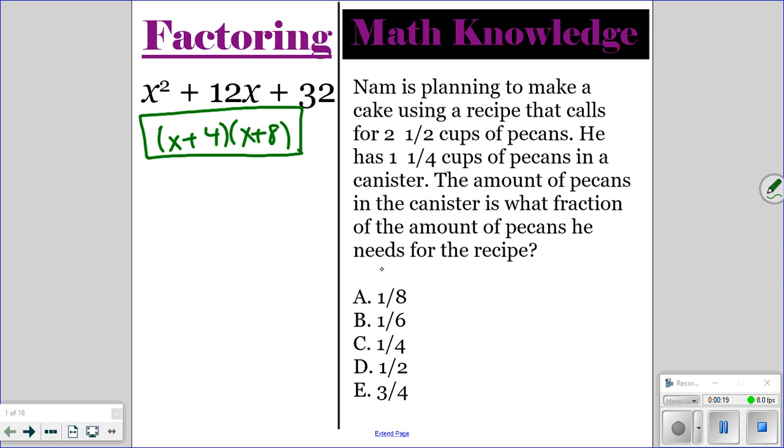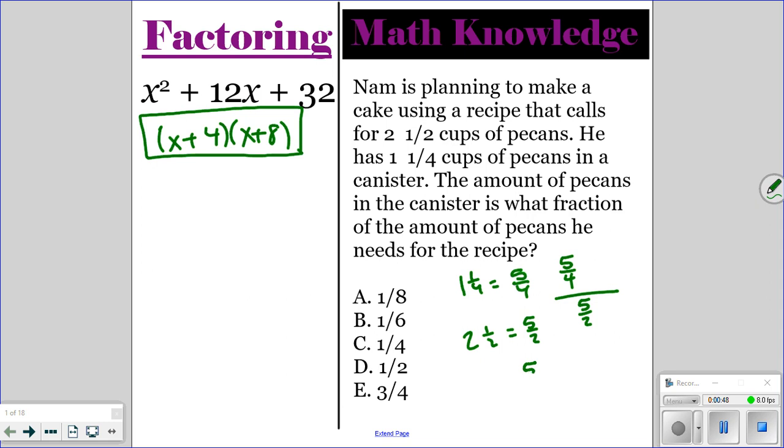For the math knowledge question, it says what is in the canister compared to what he needs for the recipe. So the canister has 1 1/4, which you can write as 5/4, and he needs 2 1/2, which you can write as 5/2. And so the amount in the canister, 5/4, over the amount the recipe calls for, 5/2.